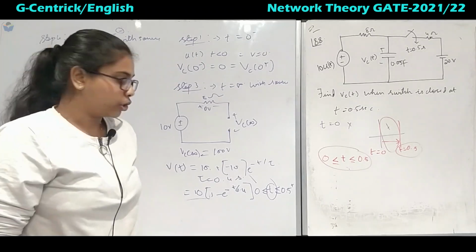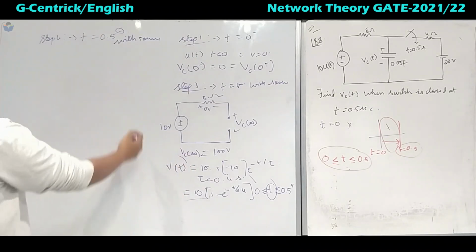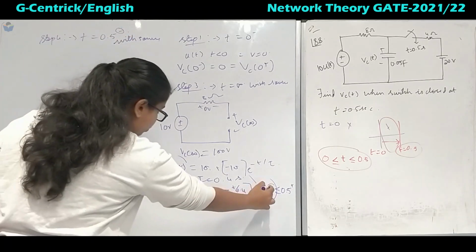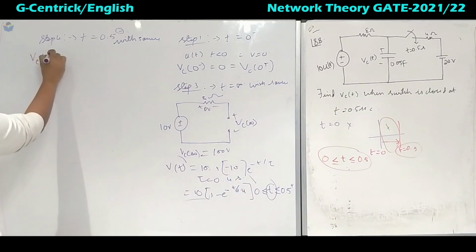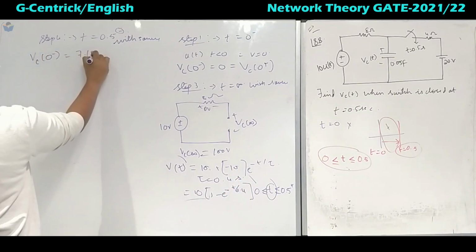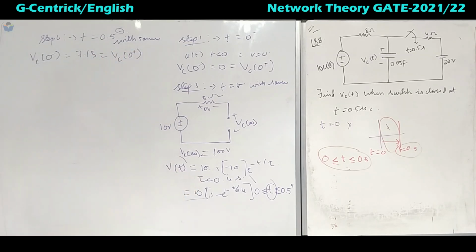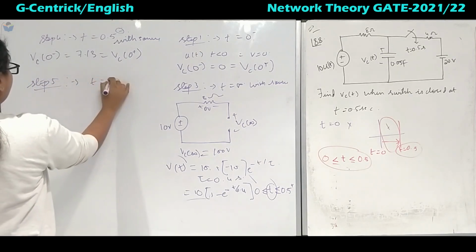So we have got this generalized equation V of t. If we have to find it at 0.5 minus, then substitute the value t as 0.5 in this one. You will get Vc of 0 minus as 7.13. When you solve it you will get this much answer, that is our step 4. Next, coming to step 5, we will analyze it at infinite now.